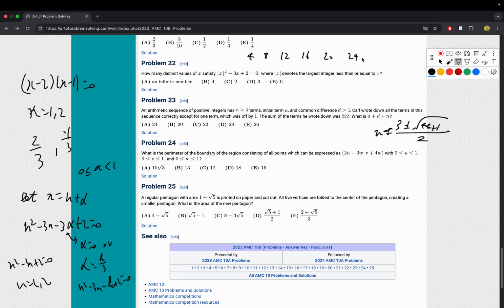16, 20, 24. What if k cannot be equal to 6? 30, 36, 42, 48. k cannot be 6, right, I mean 12. 54, 60, 66, 72, 78, 84, 90, 96, 102, 108, 114, 120. Okay, so I got it.